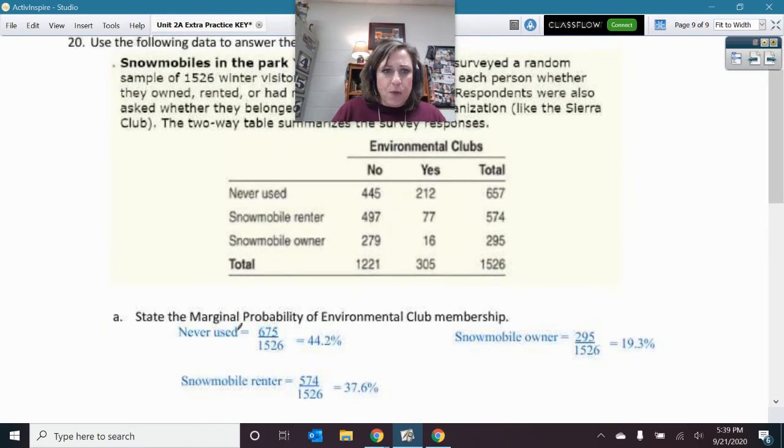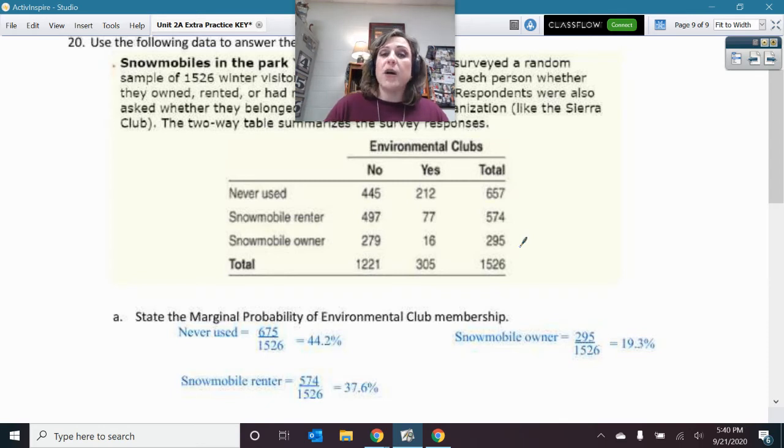Here were our different probabilities, so marginal. Okay, so the question then keeps arising is, how do I know which way to do my fractions? Between you being in the environmental club or not, we are thinking that it could affect whether you decide to rent or own or even use a snowmobile. Those who are very environmentally conscious might not want to use that vehicle and get out on the terrain and do some pollution out there.